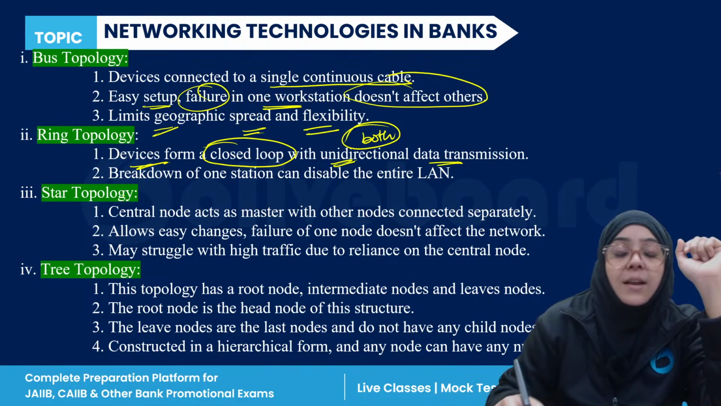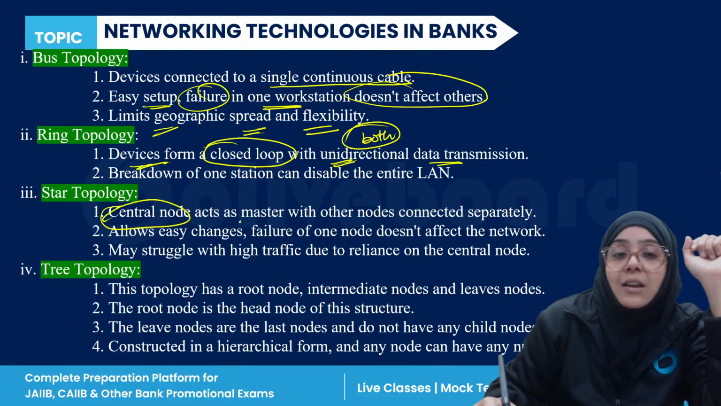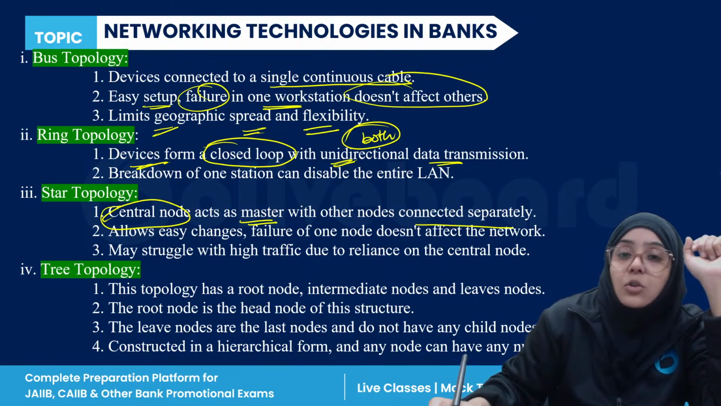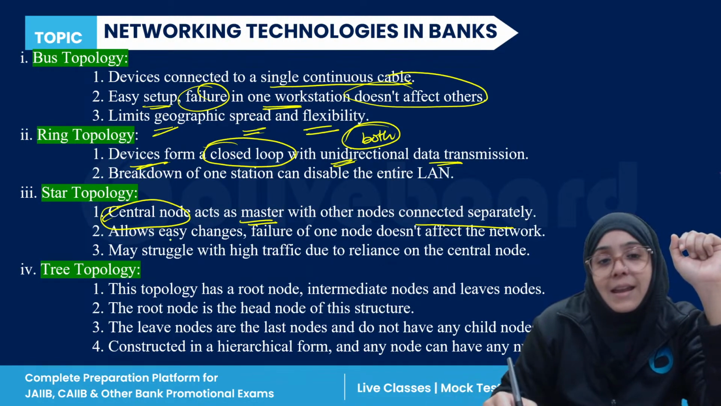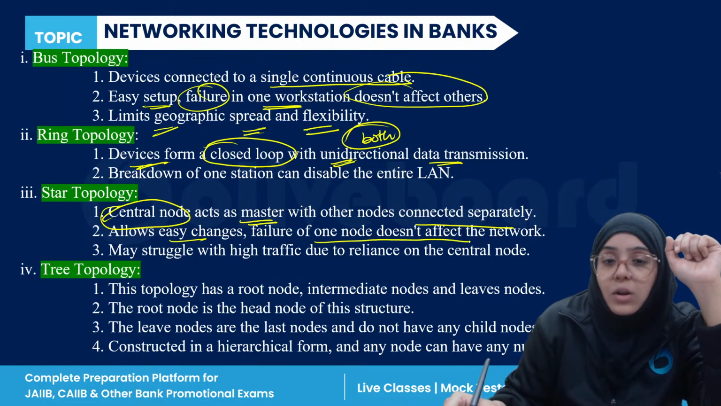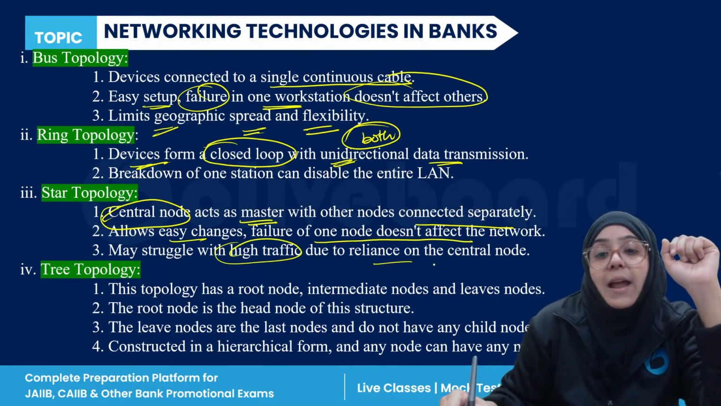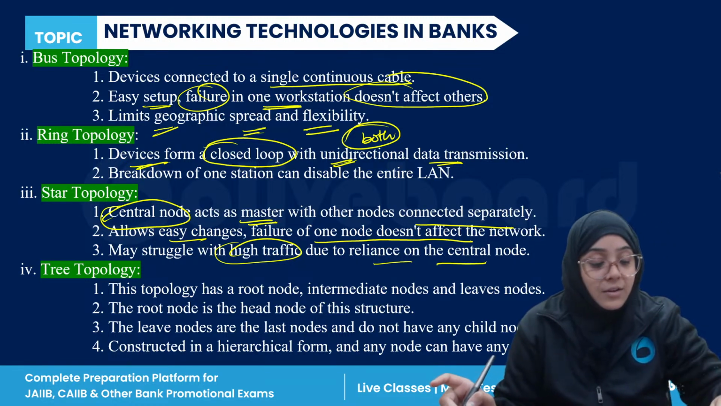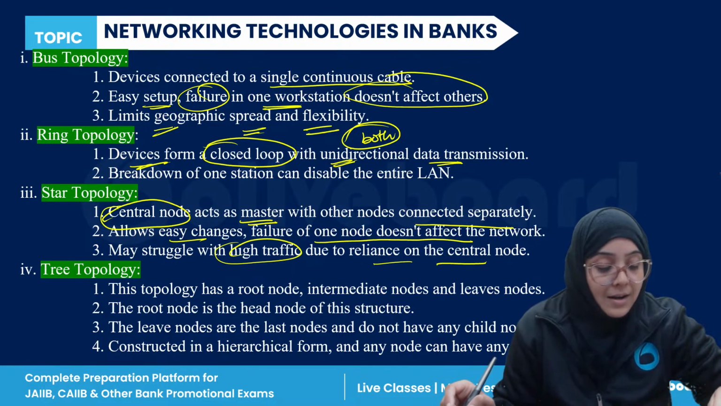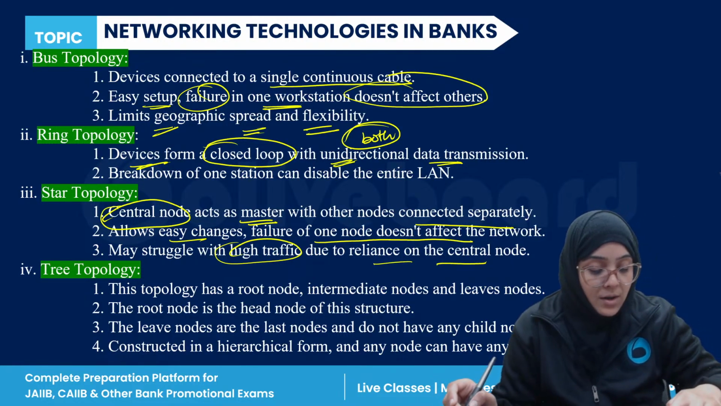Now, star topology: there is a central node acting as a master node, and all the other nodes are connected separately. Easy changes, and failure of one node doesn't affect the entire network. It may struggle with high traffic due to reliance on any one central node. Clear? Reliance on any one central node.